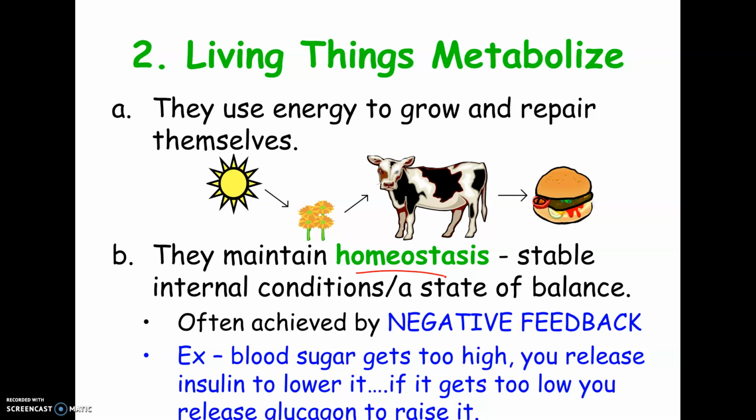If we get cold, what happens? Oh, we're triggered to shiver. Shivering actually generates body heat. It brings it back up. So this is called negative feedback. When something gets too high or too low, something happens to counter it, to bring things back to normal.